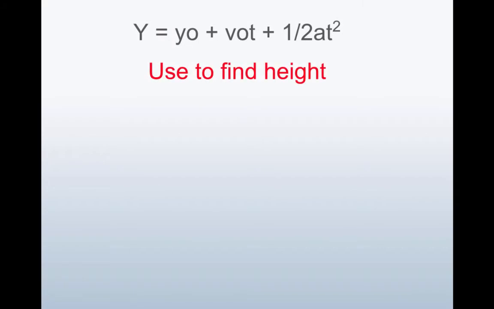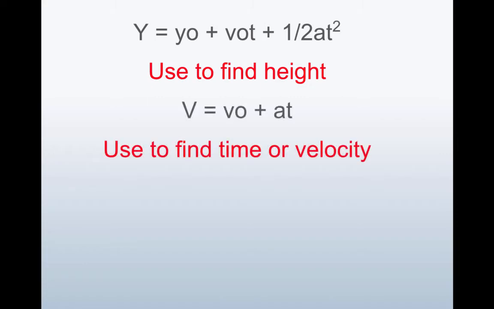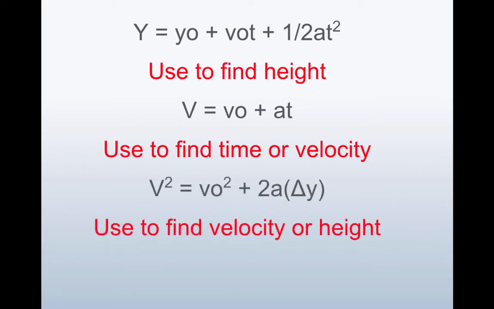So you're going to use kinematic 2 to find height, only to find height. Because we now have a V naught, we cannot use this to find time unless it is a dropped object. You're going to use kinematic 1 to find time or velocity, but do remember that you have to have 3 of the 4 variables in order to find it. And we're going to use kinematic 3 to find velocity or height. You may want to write those down.